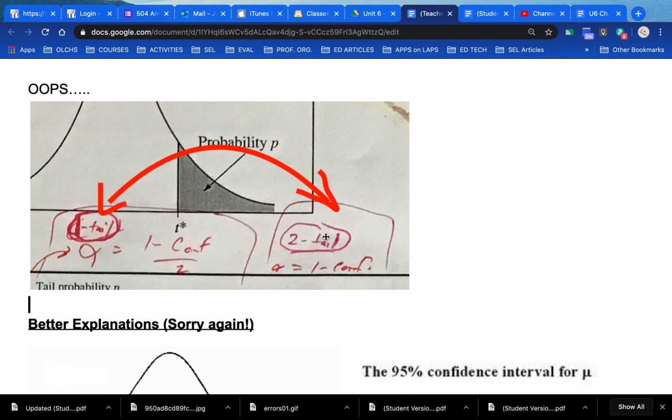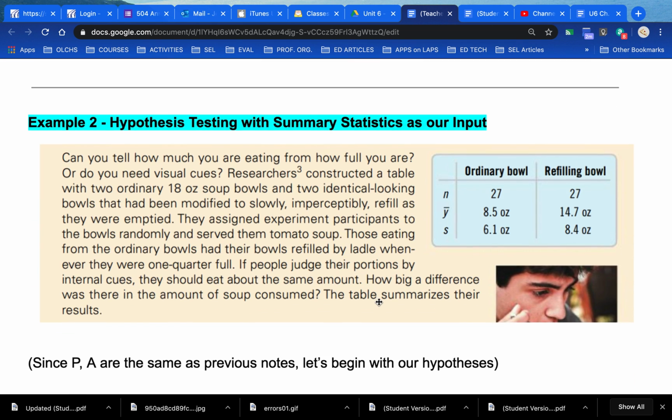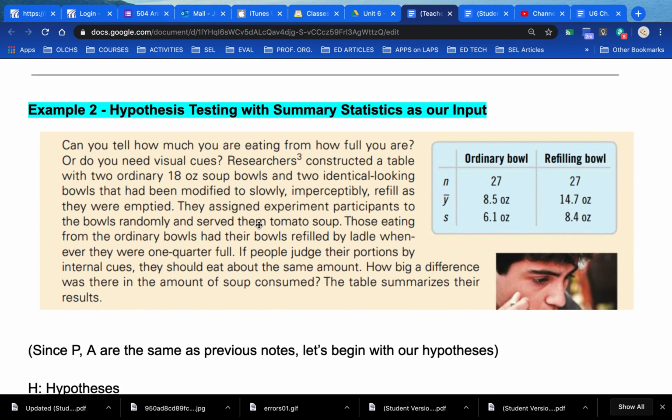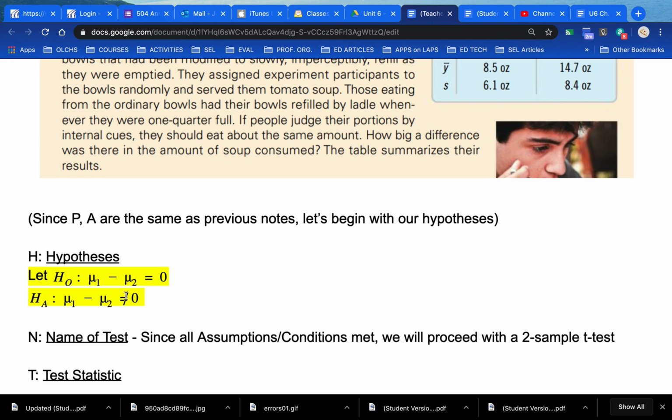Okay, so what about a two-tailed situation? Let's look at that here. So if you remember from the previous video, we were looking to see if the mean amount of soup eaten from a normal bowl, or just someone filling it with a ladle, is different than if you had a self-refilling bowl. So again, your null is that there is no difference, and your alternative is that the difference is not 0. That's another way of saying these two aren't the same.